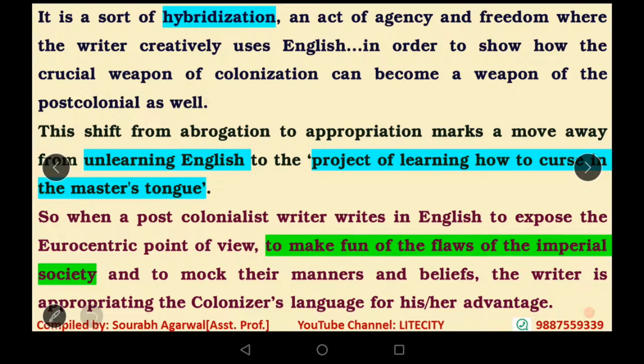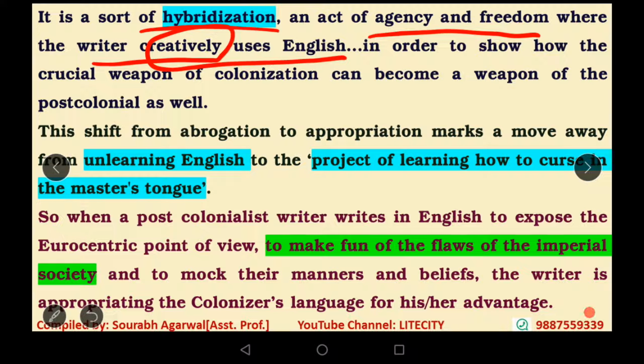Now, it is a sort of hybridization, an act of agency and freedom where the writer creatively uses English. Creatively means he or she doesn't find himself or herself confined to a particular vocab or particular syntax, but the writer uses this English according to the writer's idiom and the writer's need, to show how the crucial weapon of colonization, that is the English language, can become a weapon of the post-colonial as well.